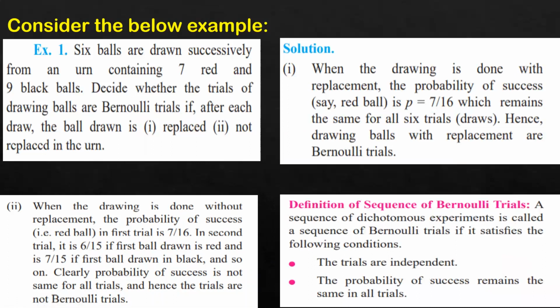So after looking at this particular example, we can define the sequence of Bernoulli trials. A sequence of dichotomous experiments is called a sequence of Bernoulli trials if it satisfies the following conditions. The trials are independent and the probability of success remains the same in all the trials.